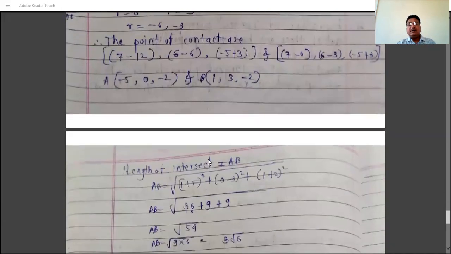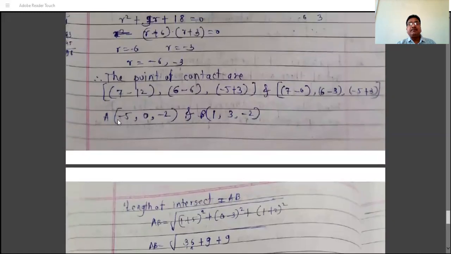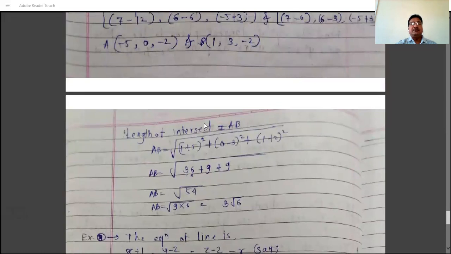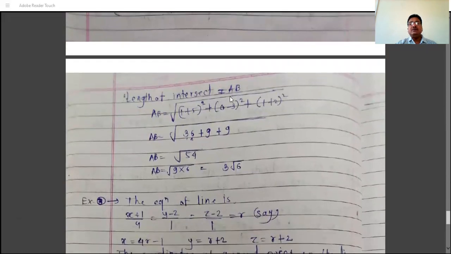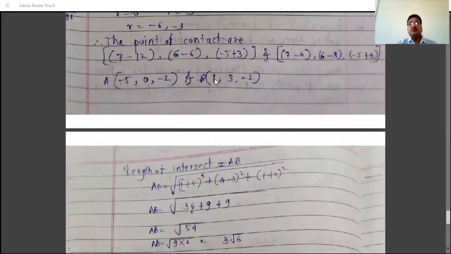Okay, and then the length of the intercept is what? These are the points of intersection of the line and sphere. That is, the line cuts the sphere in 2 points, and then the length of the intercept is what? AB is equal to root of the distance between these two. So (1 plus 5) bracket square, then (3 minus 0) bracket square, and then minus 2 minus 1, right here minus 2 minus 1.